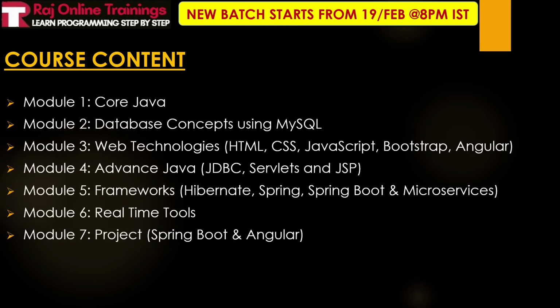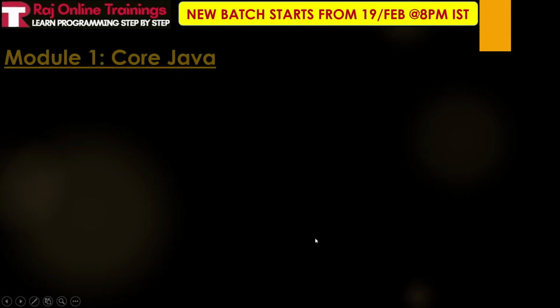IST. And the content what we are going to discuss in this course is, I have divided this course in the form of modules. So totally we are going to see this course in 7 modules. Module 1 we are going to cover core Java. Module 2 database concepts using MySQL. Module 3 we go with web technologies. Module 4 advanced Java. Module 5 very important frameworks. Module 6 we go with some of the important real-time tools, and module 7 we go with a project using Spring Boot and Angular. Let me elaborate about each and every module in detail.